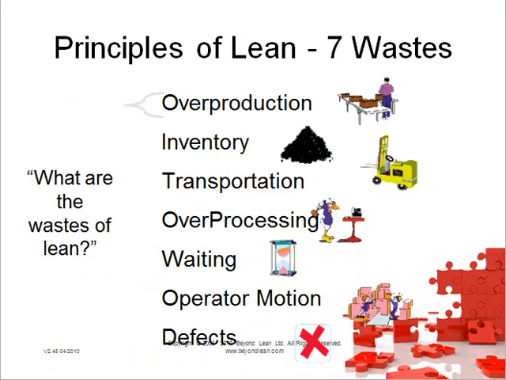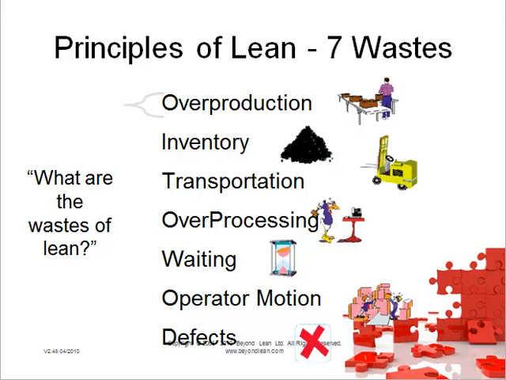So, the 7 wastes of lean. First one, overproduction. This is producing more than is required, and this in turn leads to the second one, inventory, which has to be stored, it has to be moved around, using the third one, transportation. The fourth waste, over-processing, that's processing beyond the requirements of the customer. Fifth one, waiting, that's waiting around for the previous process to complete so you can carry on, waiting for parts, waiting for raw materials, waiting for paperwork.